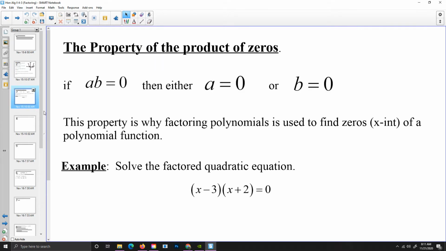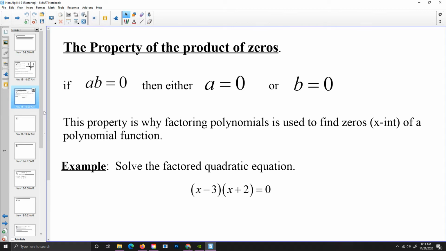All right. Why is finding zeros of a quadratic or any polynomial for that matter important? Because of the property of the product of zeros. Multiplying by zero is very powerful. It does not matter how many multiplications that you have. If you are multiplying by 0, then the result is 0.